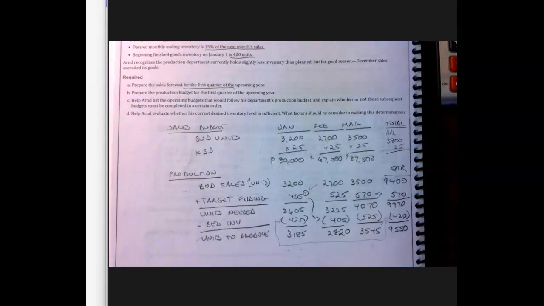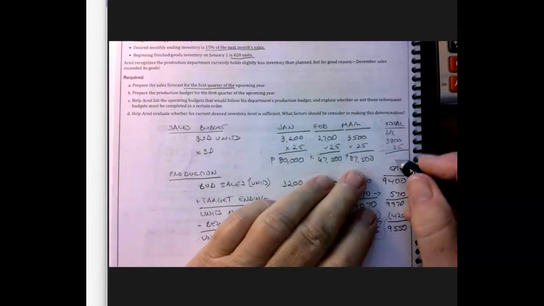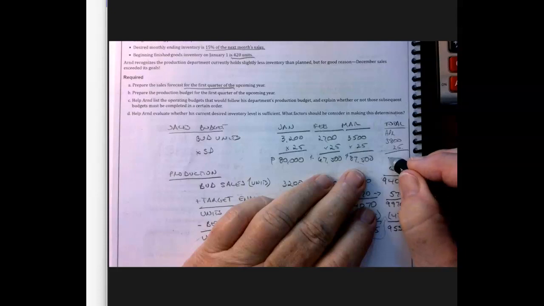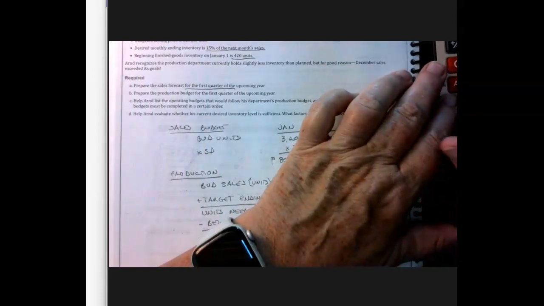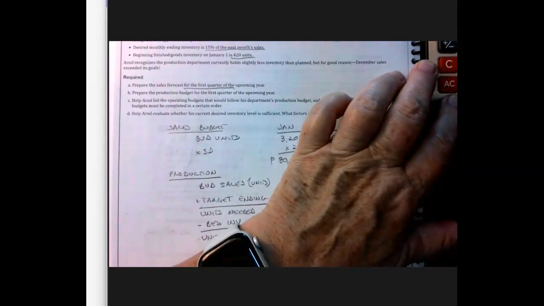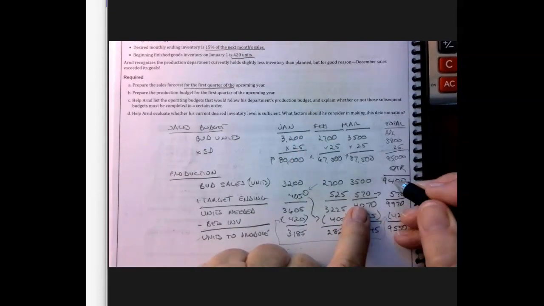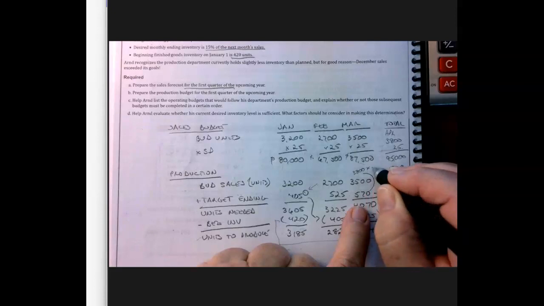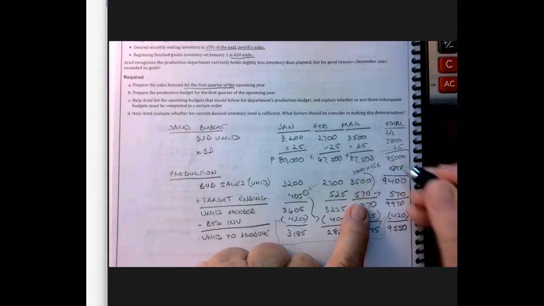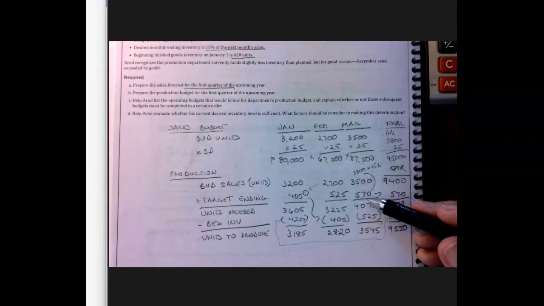I get 95,000. Well, maybe that's right, because it is more. 95,000 times 0.15. 95,000 units? No, those are dollars. So 3,800 units times 0.15 gives us 570. I'm going to put a little note here: that's 3,800 times 15%, sorry. That's where the 570 comes from.